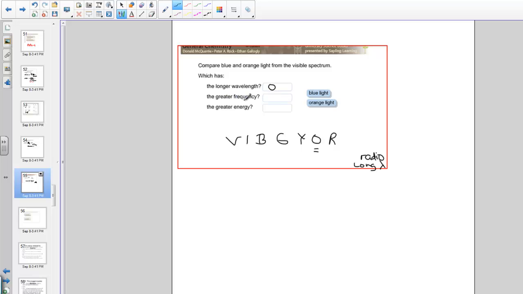And therefore, when I see greater frequency and greater energy, those two are the same exact question. Those are nearer the penetrating rays like X-rays and gamma rays. Those would be the blue light or violet. Blue or violet light has greater energy.